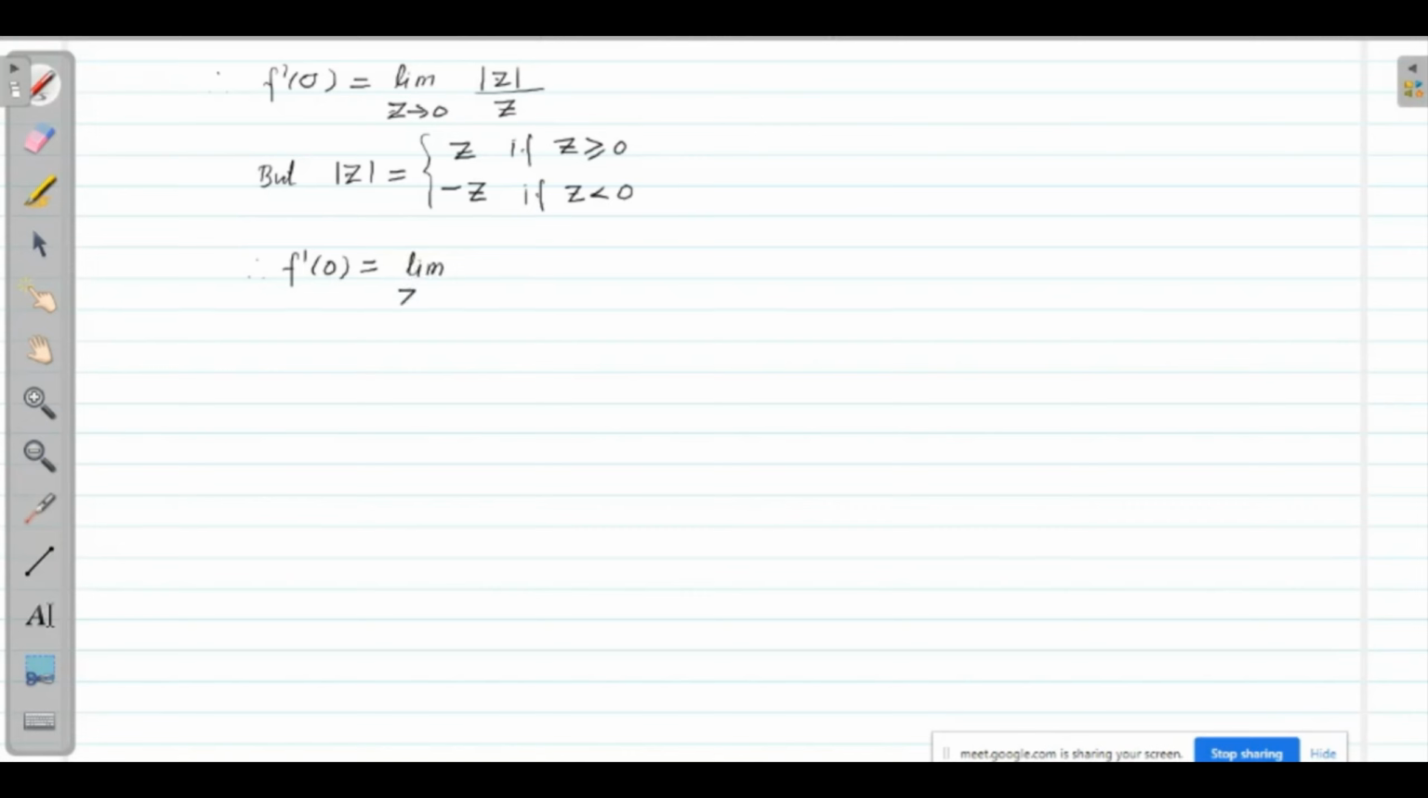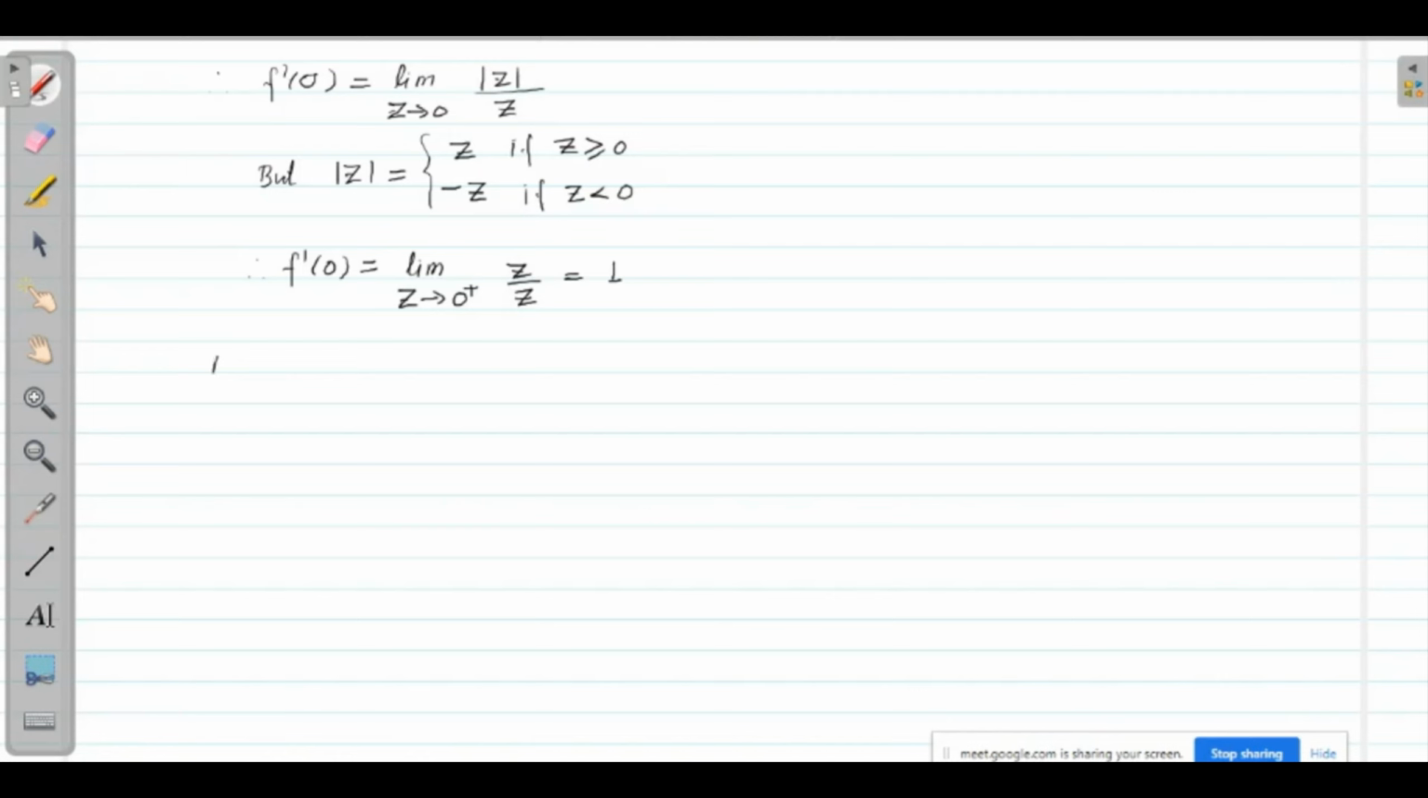Limit z tending to 0 plus. Okay, we are taking here a right hand limit. So instead of modulus of z we will put here z. So we will have z divided by z, but this z and this z cancel. You will have limit 1.